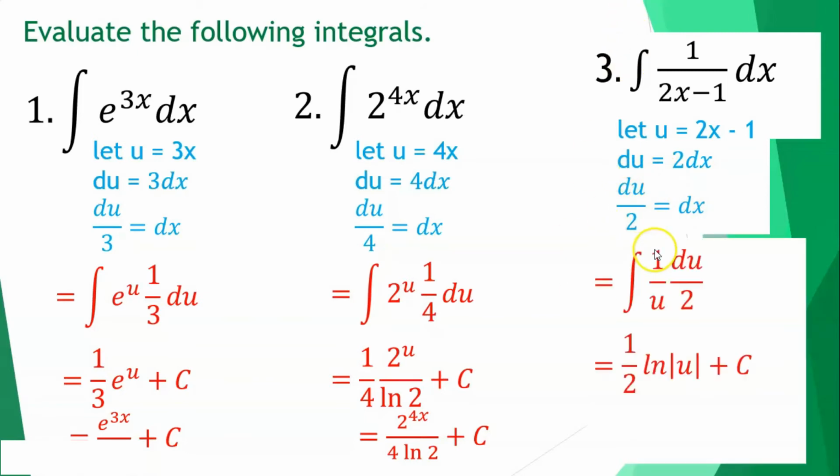Now, rewriting this, this is the integral of 1 over u du over 2, or we can have that as 1/2 the integral of 1 over u. The integral of 1 over u is ln of u plus c. So the final answer here would be ln of 2x minus 1, over 2, plus c. Another.